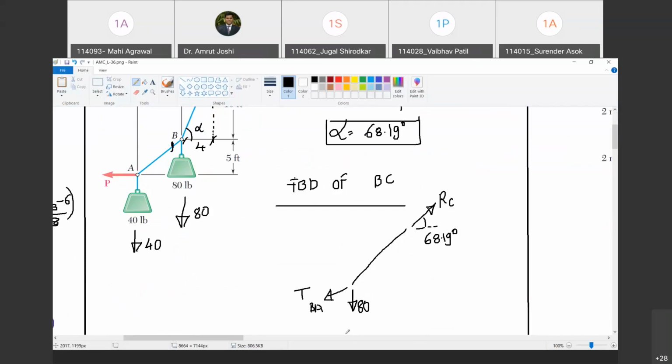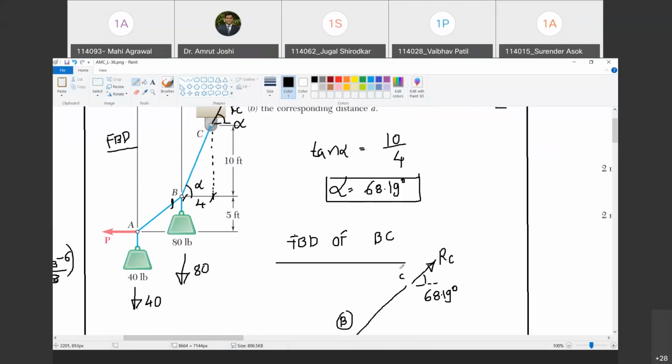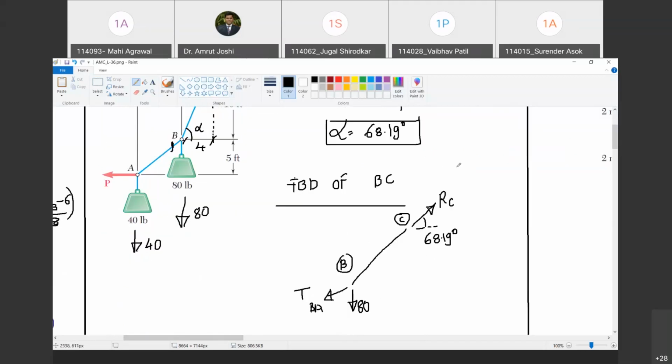Yes, sir. Now see, if I don't want to include this unknown tension in member BA, what do I have to do? I will have to take moment about which point? Sir, B. So I will have to take moment about B. If I take moment about B, there is nothing which produces moment about B. All the forces pass through B itself. Are you with me? Yes, sir. So therefore, this free body diagram is not useful to me.